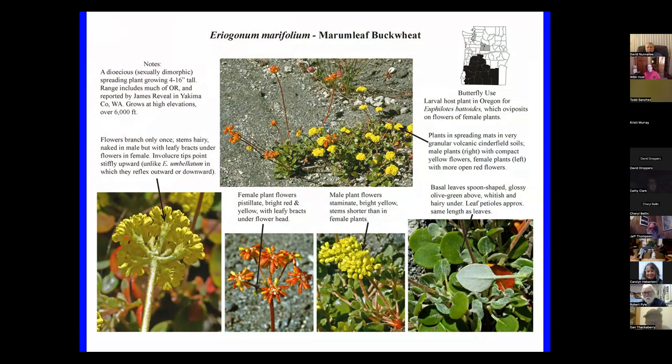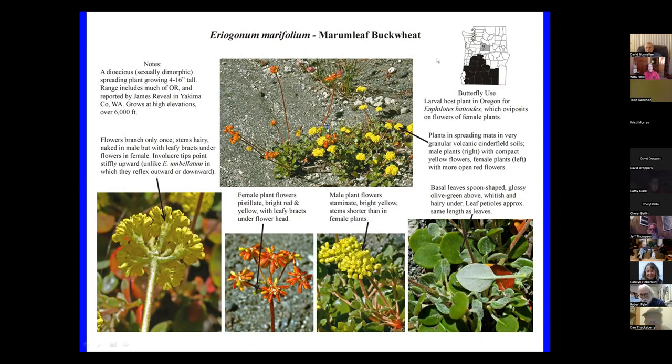And this plant is called dioecious, which means the plants are sexually dimorphic. The yellow plant on the right is the male flower, and the red plant on the left is the female of the species. And this plant has been reported from Washington. If you see the range map up here, you see Yakima County is gray. It's not black with a question mark on it.